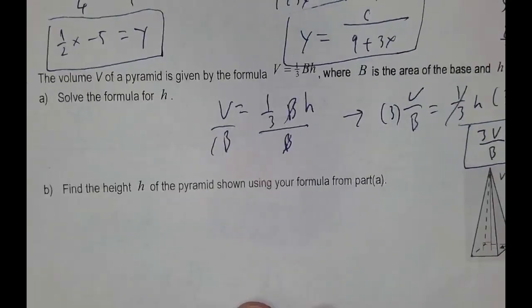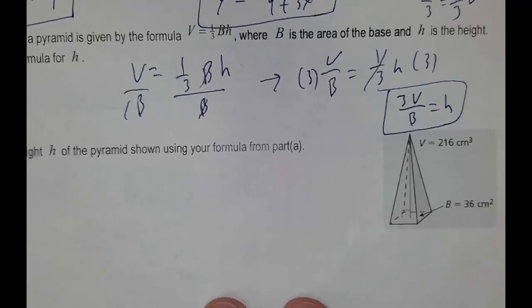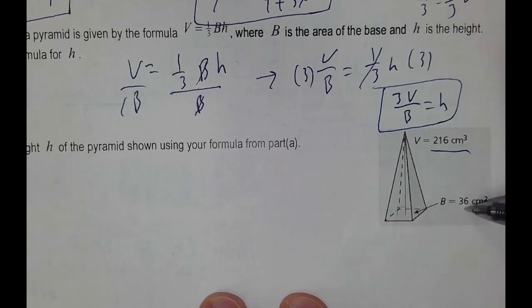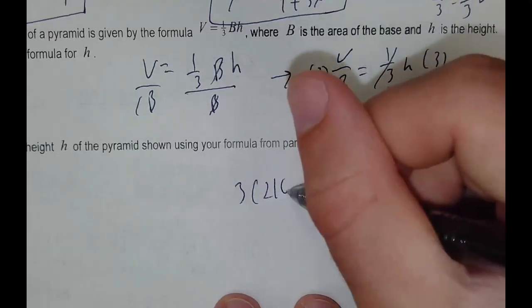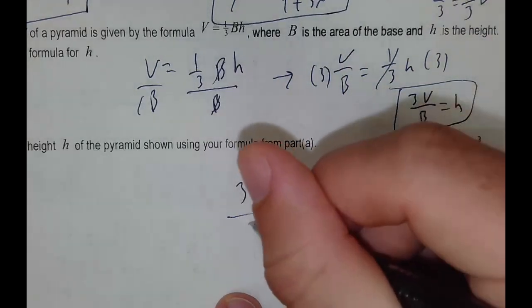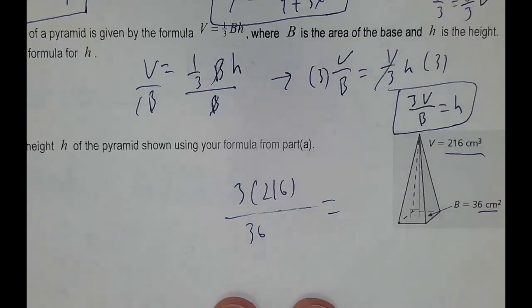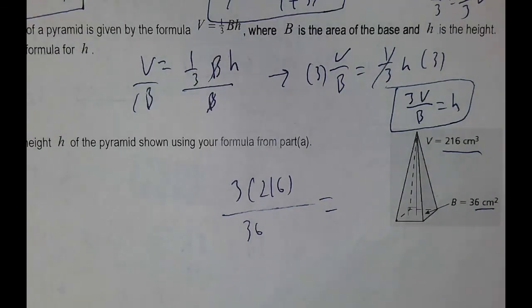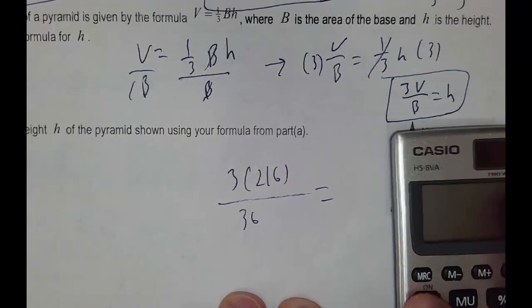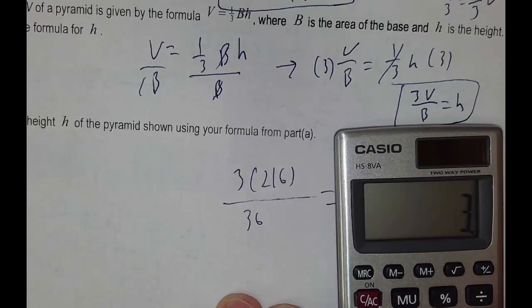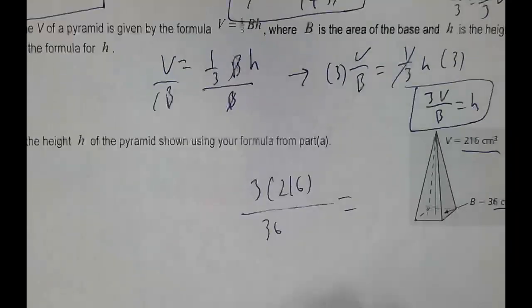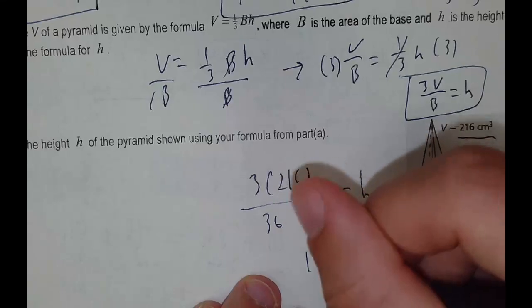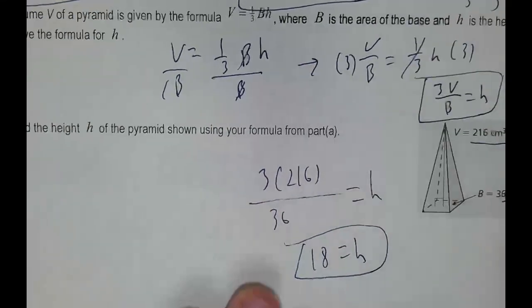Okay. Find the height of the pyramid shown using the formula from part A. So here it gives me a V and it gives me a B. So all I have to do is plug these into this and it'll give me h. So it'll be 3 times 2,16 over 36. You can use a calculator for this one. Let's see here. We're going to have 3 times 2,16. We'll divide that by 36. And the answer is 18. So 18 equals h. And we are done, guys.